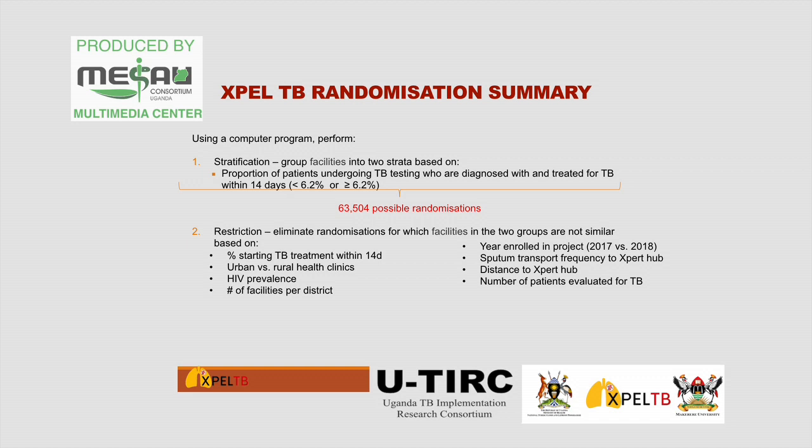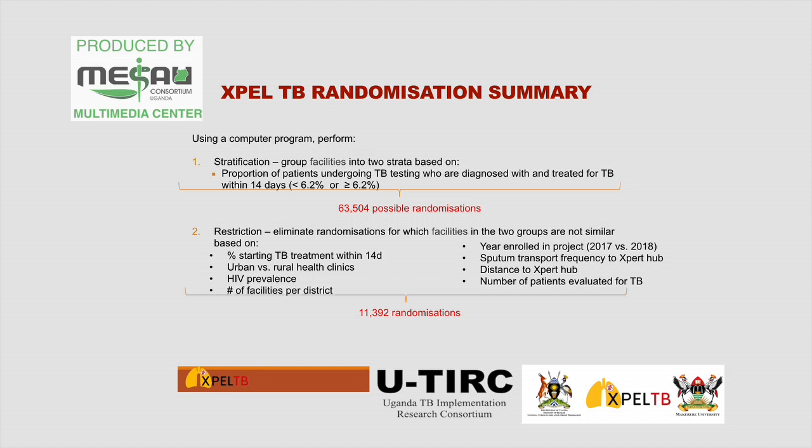We're also going to restrict on urban and rural status, HIV prevalence of clinic attendees being investigated for TB, the number of facilities per district, and year enrolled in the project, that's only 2017, as all the more recent facilities were enrolled in 2018. We will also restrict on the frequency of sputum transport to the expert hub, which does differ across the facilities, the distance to the expert hub, and finally, the number of patients being evaluated for TB. All of these data have been used for our restriction. When we apply the restriction criteria, we're now left with 11,392 randomizations. So it's still a very large number of randomizations.